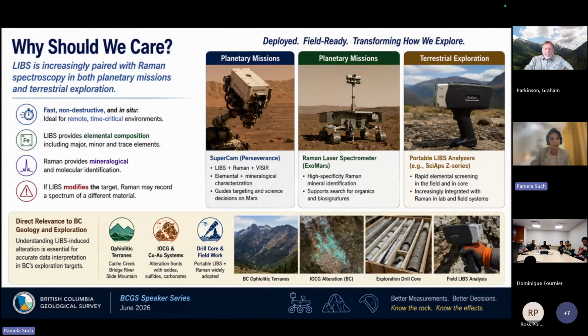It's important and relevant for BC geology and exploration because we were working on ophiolitic terrains, IOCG or copper-gold system deposits, and drill core and field work as well, when we are logging or exploring in the field.